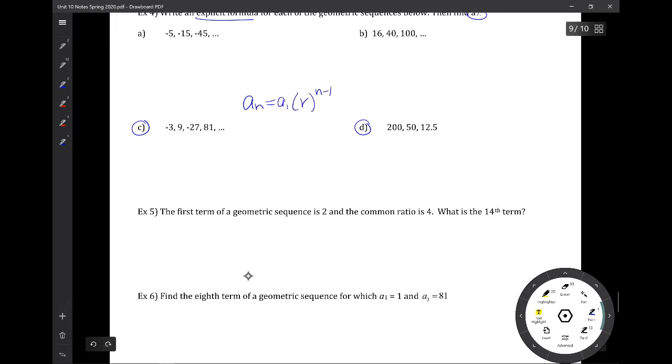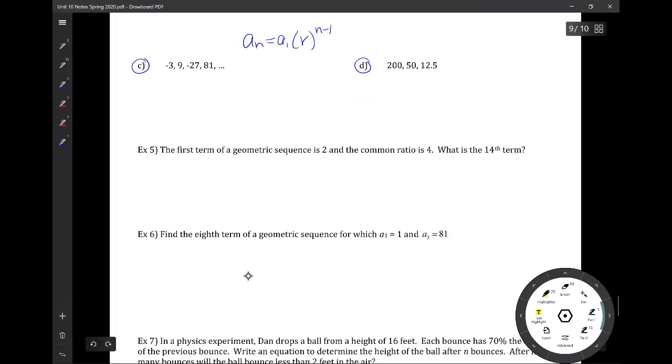So let's take a look at letter C. -3 is the value of the first term. And how do I get from -3 to a +9, a +9 to a -27, a -27 to a +81? So clearly the signs are alternating. 3, 9, 27, and 81 should be a familiar sequence to you guys. It is multiplying by a -3 as well. So my formula would say a_n is equal to -3 parentheses -3 to the n minus 1.